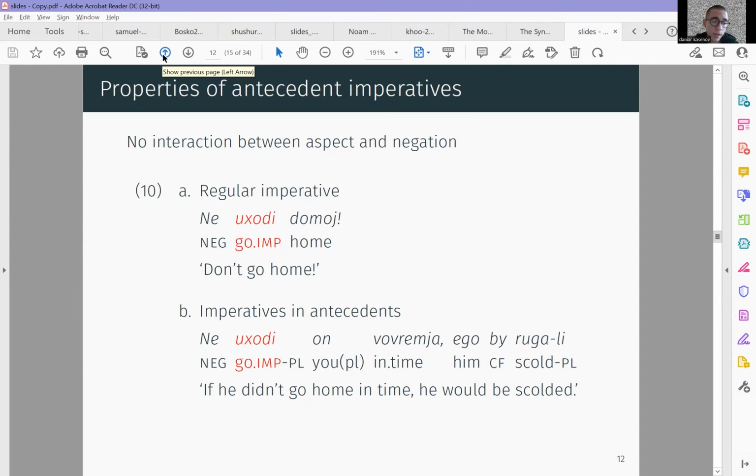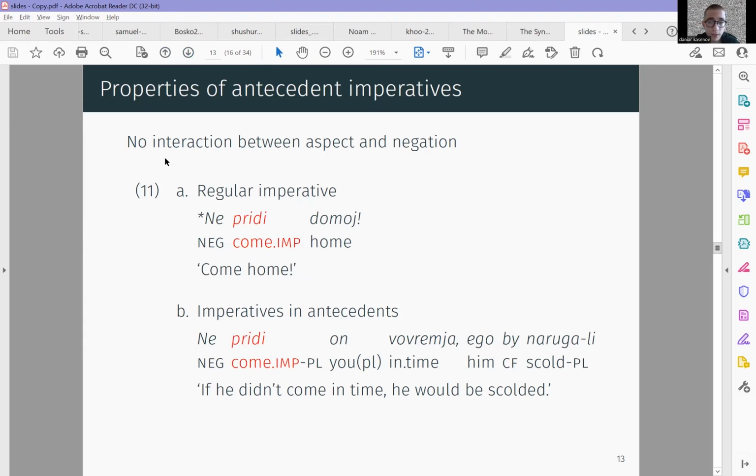While this is okay with imperatives of imperfective verbs, it is bad with perfective verbs, as for the verb прийти, which has the imperative form приди, as we have already seen. You cannot say не приди домой, as don't come home in Russian, while this ban is lifted in these antecedent imperatives. Не приди он вовремя, его бы наругали is perfectly fine. If he didn't come in time, he would be scolded.